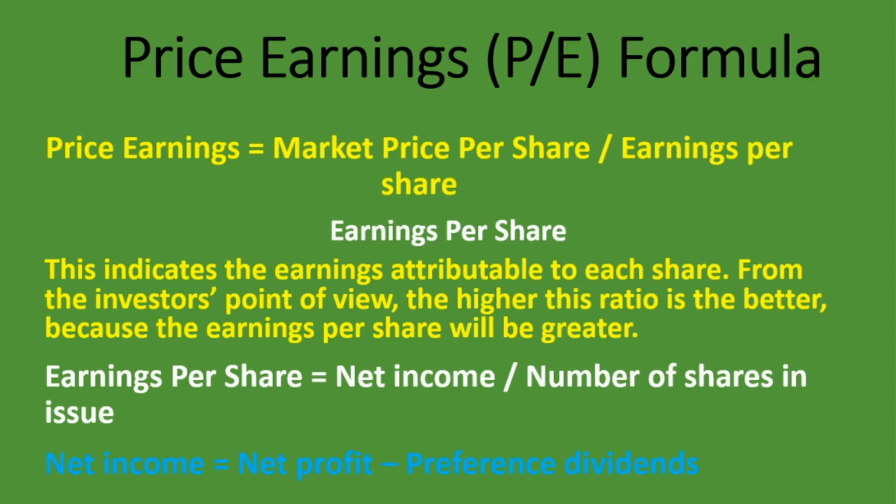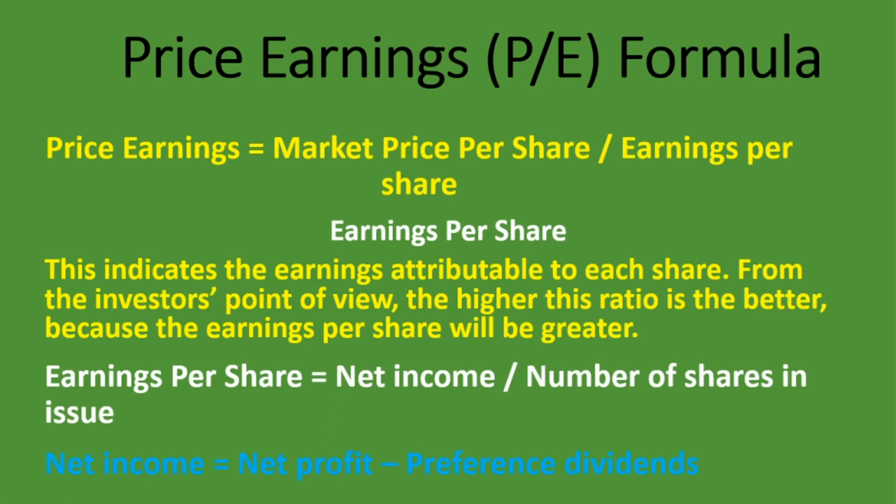Why do we minus the preference dividends? Because we know that preference shareholders are paid before ordinary shareholders are paid. So when we're looking at earnings per share and these ratios, we're looking at it only for the ordinary shareholders, the return to ordinary shareholders. So we have to pay our preference shareholders first before we see what is left over for ordinary shareholders. That is why with net income, we have to take out the preference dividends from net profit.